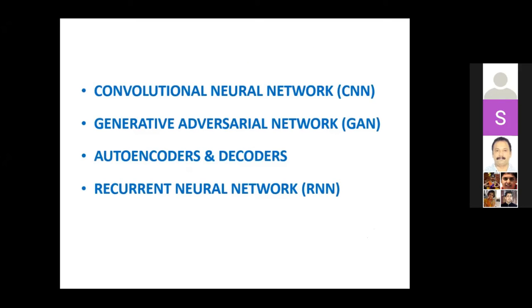Deep learning, new algorithms, convolutional neural network, generative adversarial network, that is GAN, autoencoder and decoders, recurrent neural network. So if you study and understand these algorithms using Python programming, there are a lot of applications or smart systems that can be developed. So the message through this slide is deep learning constitutes these different kinds of algorithms, and these algorithms are being already leveraged for development of different systems.